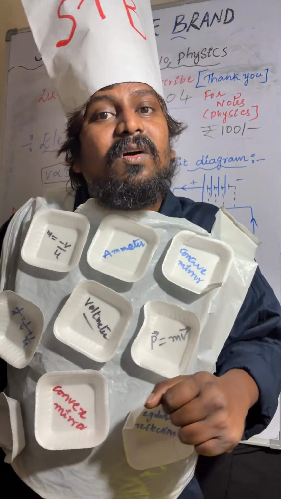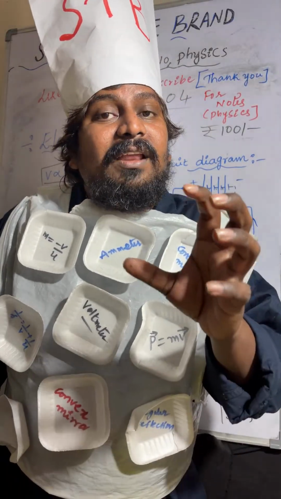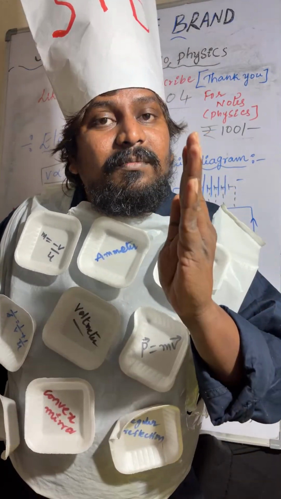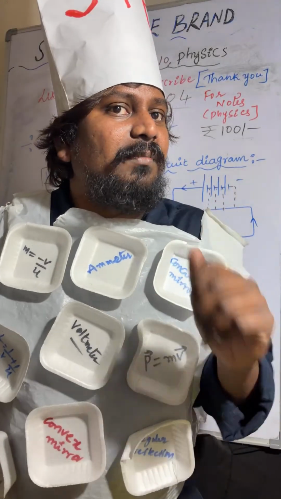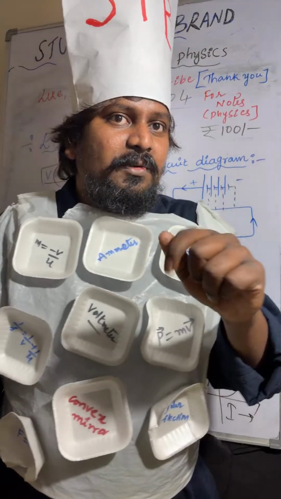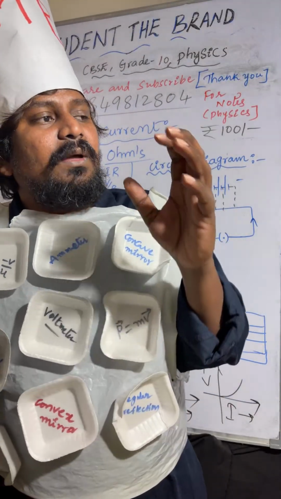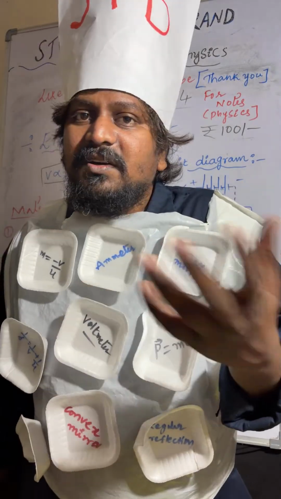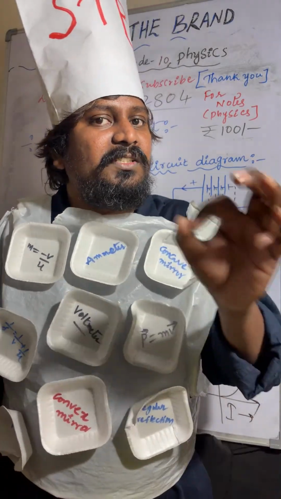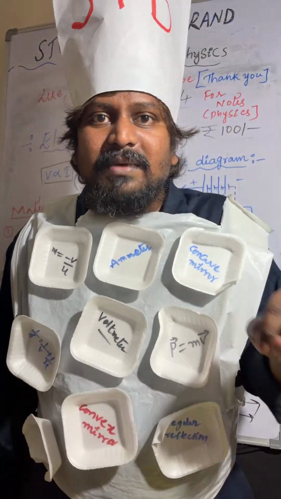It is a very important concept. It will come for a minimum of 3 marks. One is the statement, which will come for 1 mark, that is Ohm's law: the potential difference across the ends of the given metallic conductor is directly proportional to the current flowing through it at constant temperature. This question will come for 1 mark.